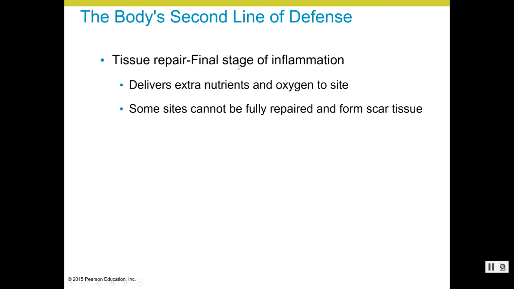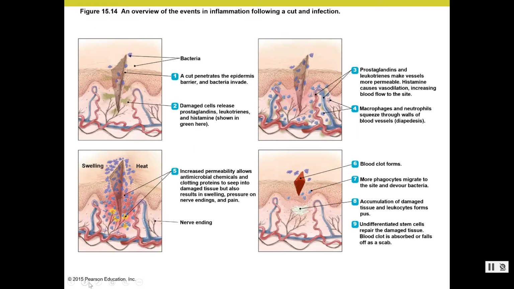The last part of inflammation, we said all of those things are going there. We said extra nutrients and oxygen are going there. And all of this is going to repair that area, and then your inflammation will resolve. Now, some parts of your body can be repaired. Some parts of your body cannot. If you have a cut in your skin, that's easily repaired. Epithelial cells are always replicating. It can be repaired very easily. You may or may not have a scar.